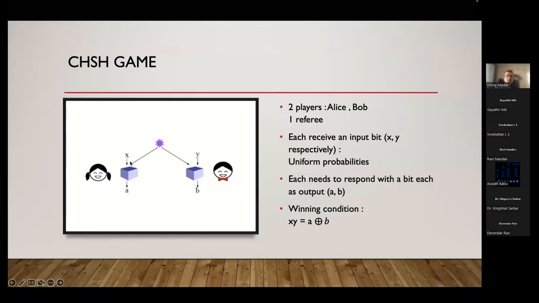In this case, the outputs must be unequal, because A XOR B tests whether A and B are unequal or not. So basically, if both the inputs are one, then the winning condition is that the outputs must be unequal. However, if even one of the input bits is zero, say X is zero or Y is zero, in which case X and Y, which I'm also writing as XY, is going to be zero, then the winning condition is that A and B must be equal, because only then A XOR B is zero.